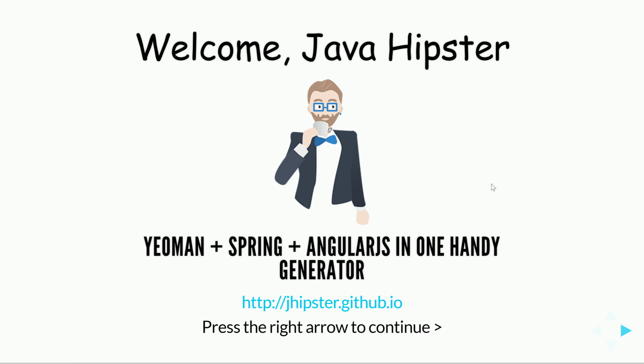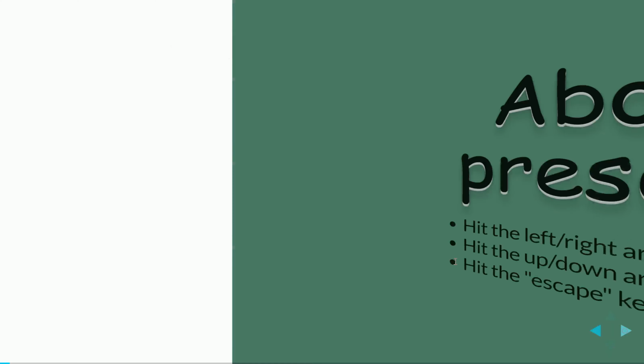Java Hipster, which is nothing but JHipster. JHipster is something like a package of a whole bunch of things. It's backed up with Yeoman, Spring, and AngularJS in one handy generator. When you generate this particular application, you will have all these tools in one. So let's see all the advantages of using JHipster, and for more information you can go to http://jhipster.github.io. So let's see what JHipster is all about.